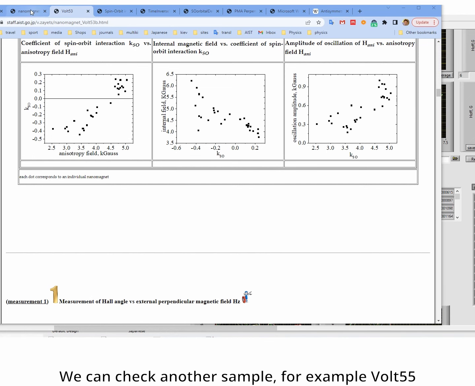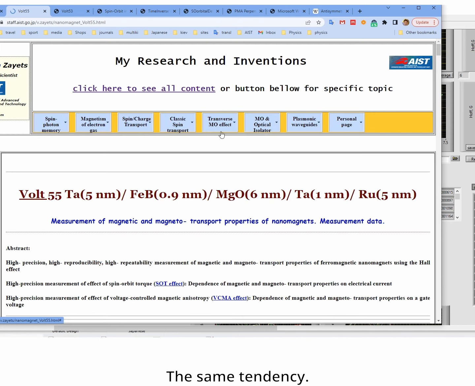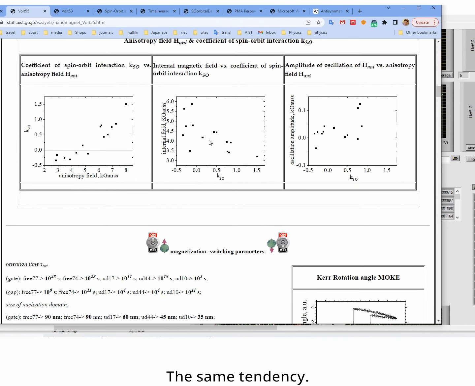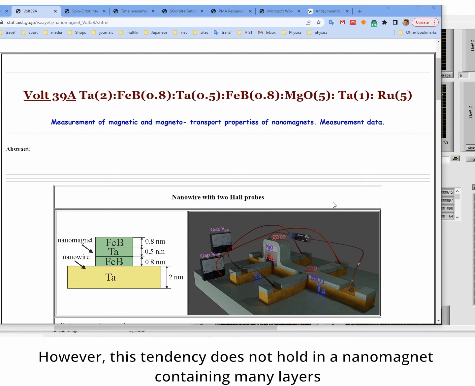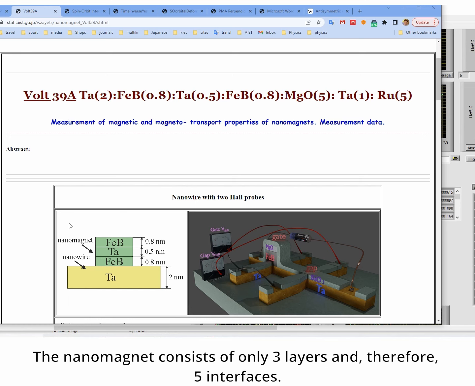We can check another sample, for example, Ha.05b. The same tendency, again the slope is positive. However, this tendency does not hold in a nanomagnet containing many layers and therefore many interfaces. First, let's take a look at the sample Ha.39b. The nanomagnet consists of only 3 layers and 5 interfaces.